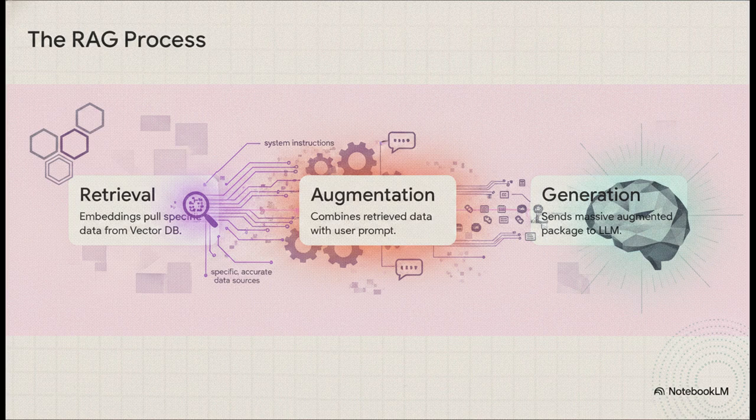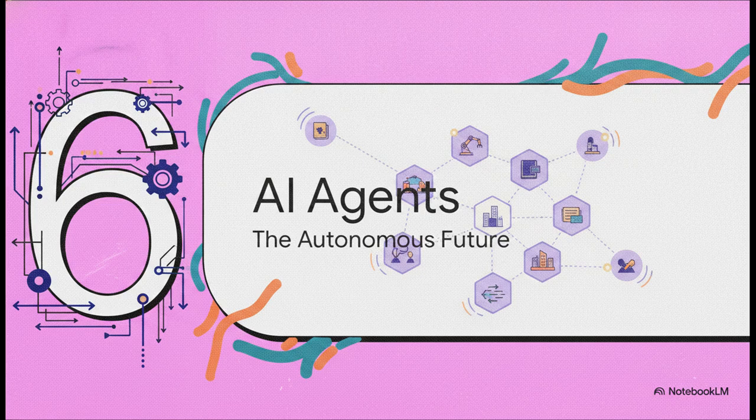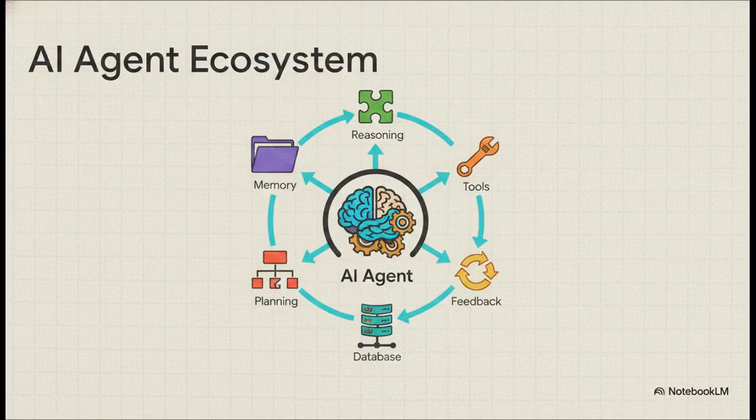It is the absolute perfect way to turn a basic prompt into a highly contextualized, securely data-backed answer for your business. And now, our final section, Section 6, AI Agents and the Autonomous Future. Inside an AI agent, the large language model is no longer just a fancy text generator. No, it sits at the very center of a highly complex, interactive ecosystem.